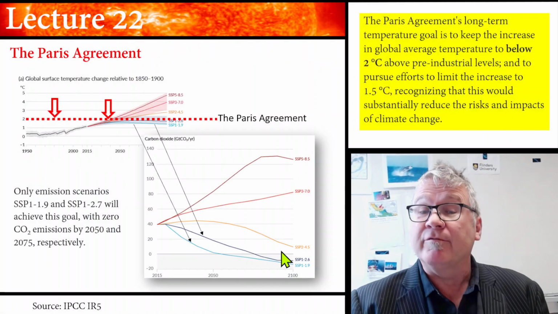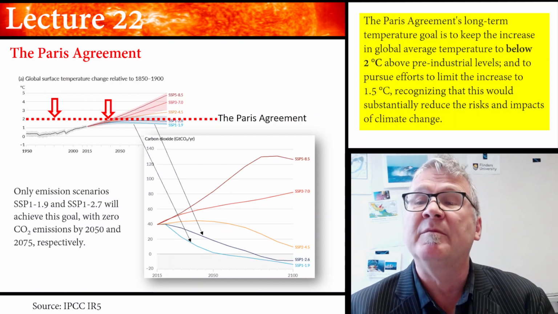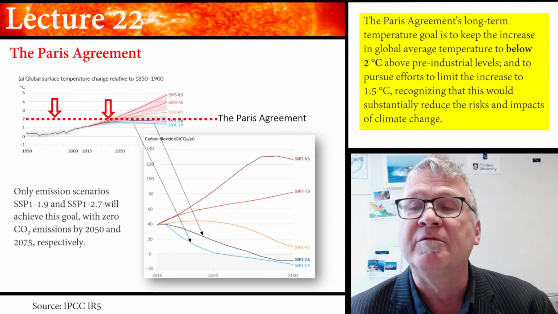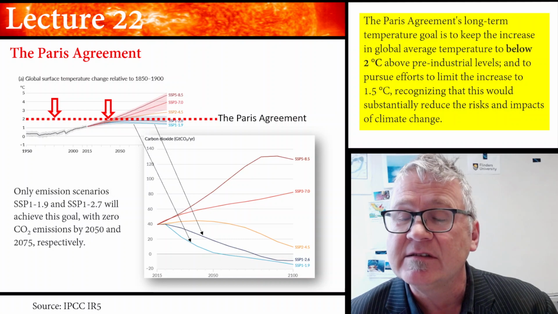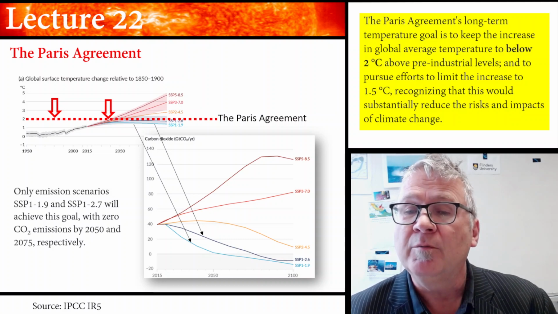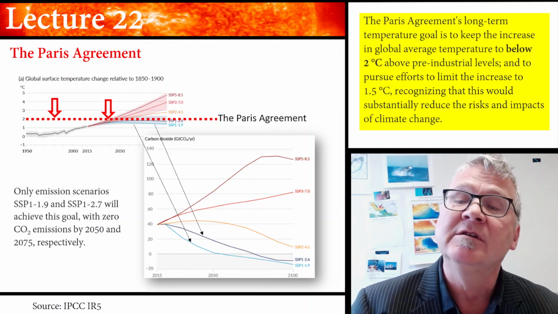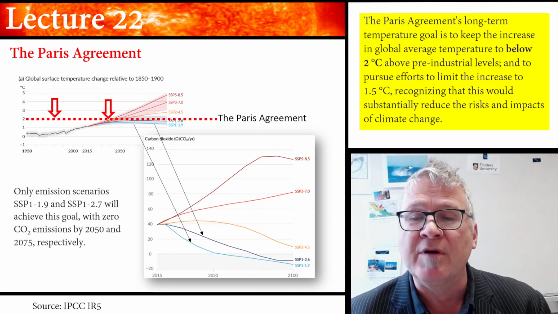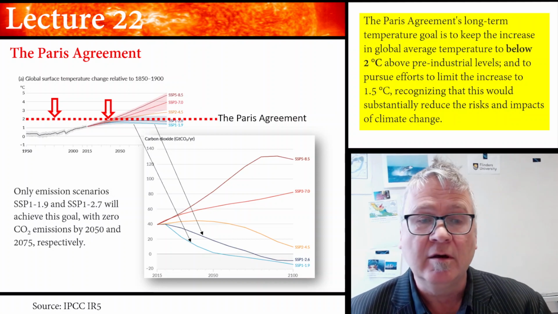All right, so the Paris Agreement, and you know all about that, so the key features of that. The Paris Agreement's long-term temperature goal is to keep the increase in global average temperatures to below 2 degrees Celsius above pre-industrial levels, and to pursue efforts to limit the increase to 1.5 degrees Celsius, recognizing that this will substantially reduce the risks and impact of climate change. So this is the big commitment.